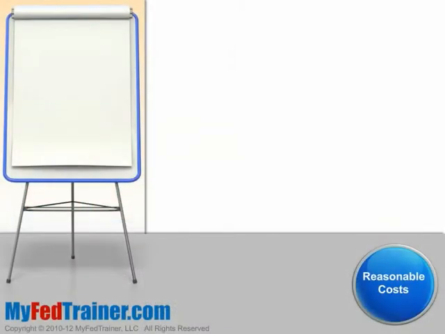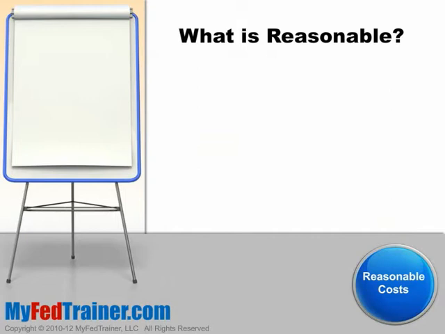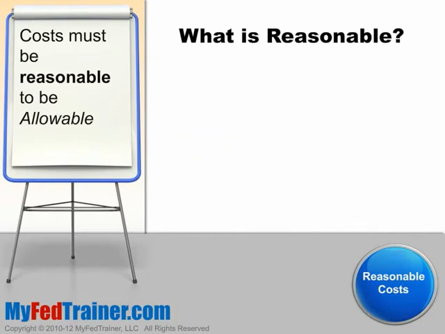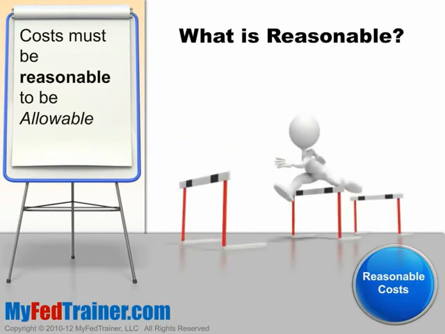The reasonableness of costs spent on a federal award is a cornerstone concept of the cost principles regulations. But how do you tell if costs are reasonable? In this section, we will look at how you can determine if costs are reasonable and therefore pass the first hurdle of allowability for award spending.